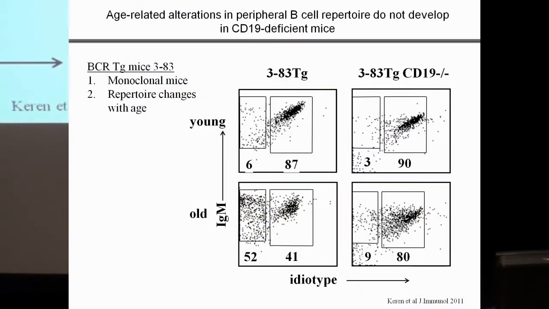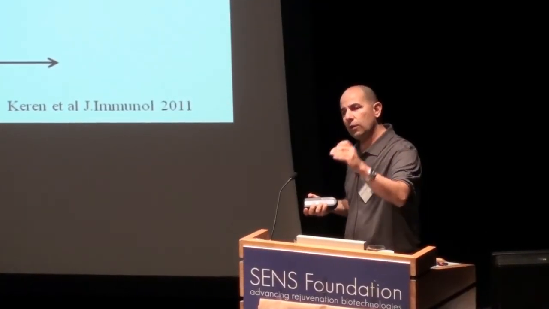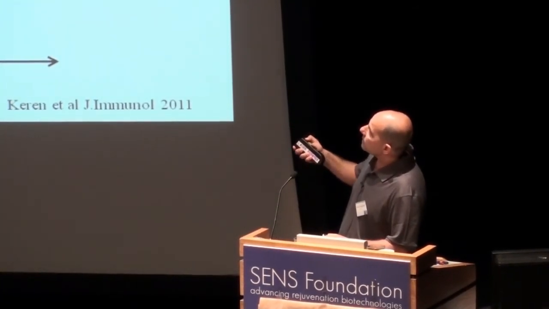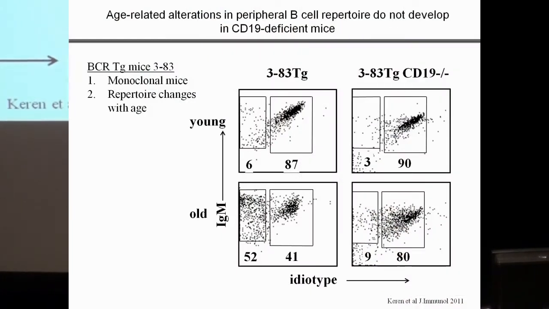So now what happened in the periphery? In the periphery, we have used another mouse model. This is an immunoglobulin transgenic mouse, which is used as a repertoire reporting model. What is the immunoglobulin transgenic mouse? This is a 3-83. In this mouse, all the B cells express the same receptor on the surface. This is because of efficient allelic exclusion. We call it a monoclonal mouse. So you see, using an antibody that is specific for the idiotype of the receptor, you can identify and show that all the B cells express the same specificity. This is in the periphery.